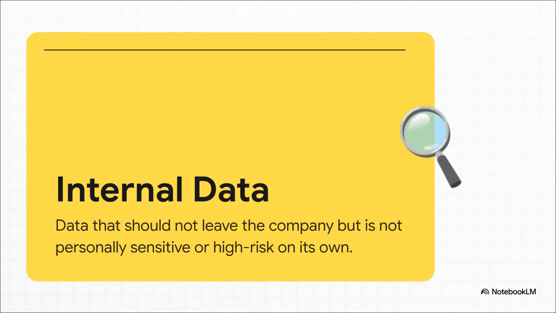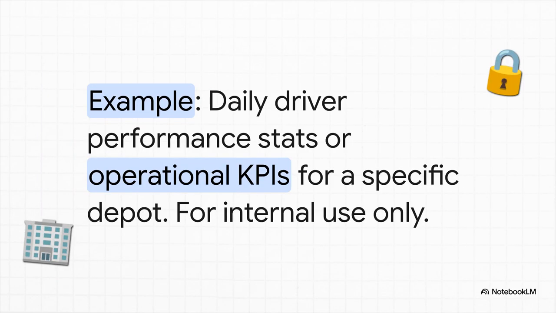Next up is internal data. Now, this is the stuff that needs to stay within the company's 4 walls, so to speak. It's not necessarily super sensitive personal info, but it's our private operational data. You definitely wouldn't want a competitor getting their hands on it. For Hungry Now, you're looking at things like the performance stats for our delivery drivers, or maybe the operational numbers for a specific warehouse. It's for our eyes only, not something you'd be tweeting out.